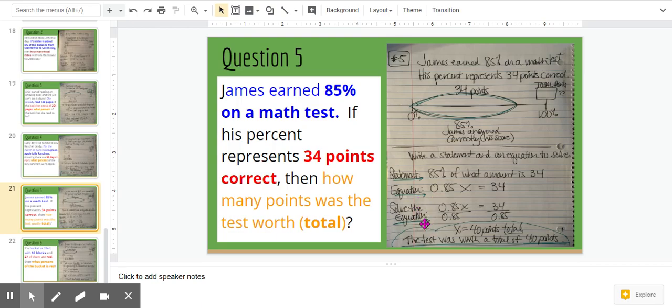Because if we can make a giant 1, that means we have 1x. So 85 hundredths divided by 85 hundredths, 1x. On the other side of the equation, 34 divided by 85 hundredths is 40. The 85 hundredths is a small value, so it fits into 34 more than 34 times. That's what gets us back to the total. So x equals 40 points total score for the test. The test was worth a total of 40 points.